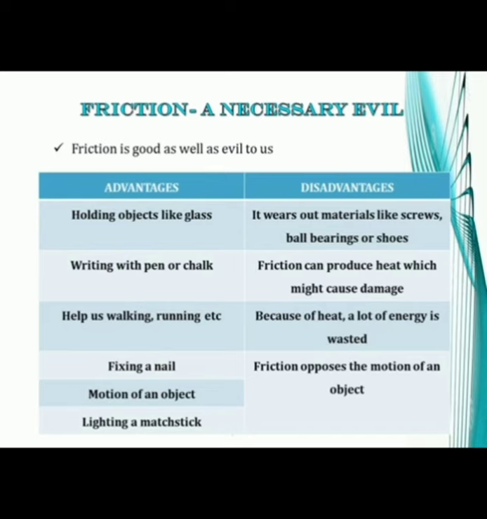Okay children, now you can see these parts. One, what is meant by friction. Next, what is the force of friction, where we can see a lot of examples. Next, factors affecting friction, and finally, friction a necessary evil. You have learned all these things.